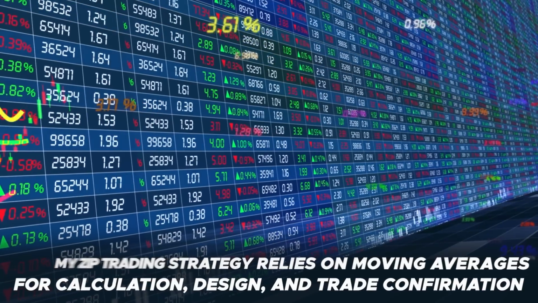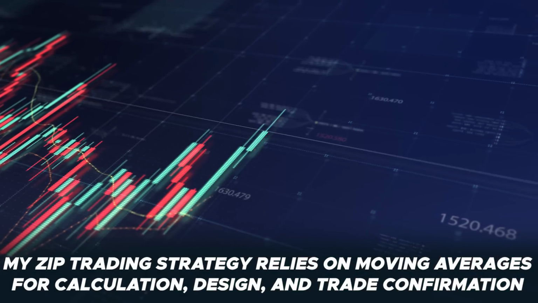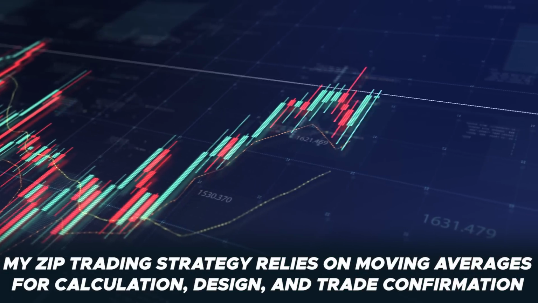Not only are they key inputs and part of the calculation and the design, but I also look for moving average clears to confirm my trades. So no matter the market, the time frame, or conditions that you're looking at, they work.